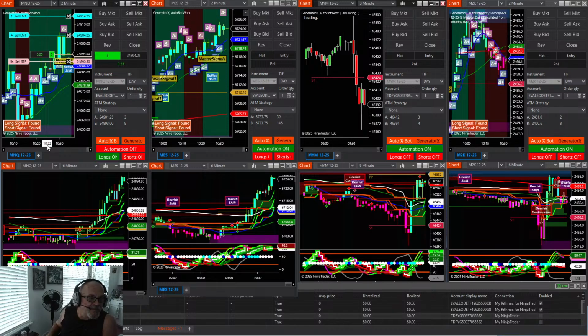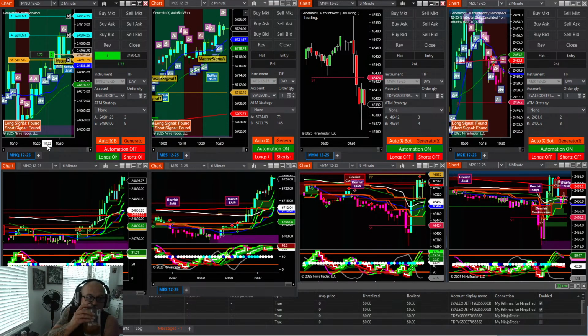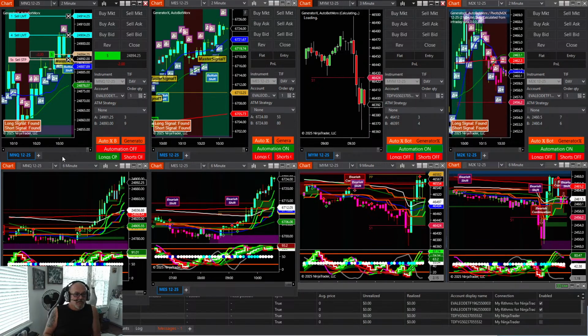Oh, there we go. There's our bullish shift. Yeah, it printed. We're in a trade. Now, I am not 100% sure of my NQ settings because I haven't traded NQ in quite a while. So the trailing stop has already moved up a couple of ticks, though.